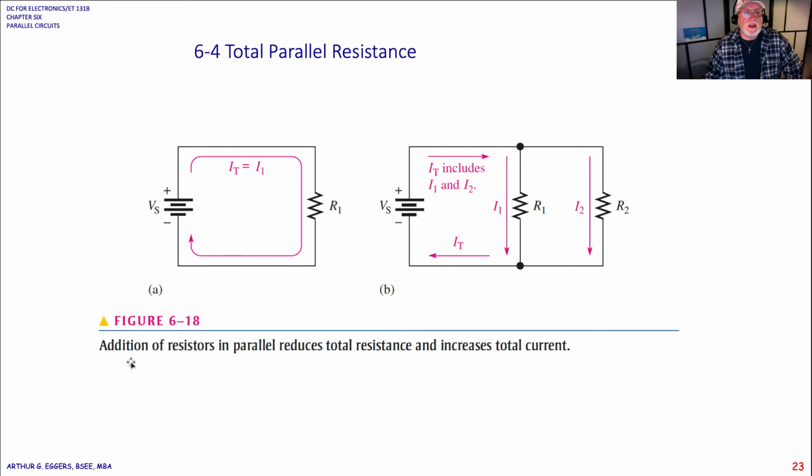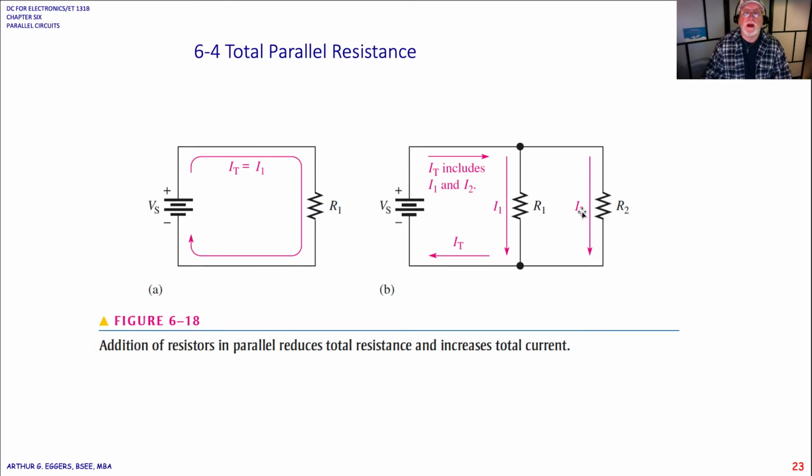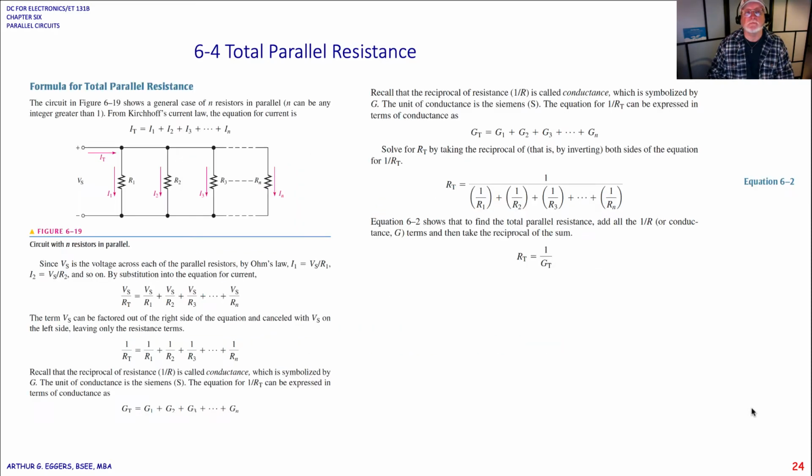So in this case, the addition of resistors in parallel reduces the total resistance and increases the total amount of current. In the case where we had one resistor, total current equals I1. Now we've seen that by putting two resistors in a circuit, we end up decreasing the current in both resistors R1 and R2 by an amount that is dependent upon the size of the resistor.